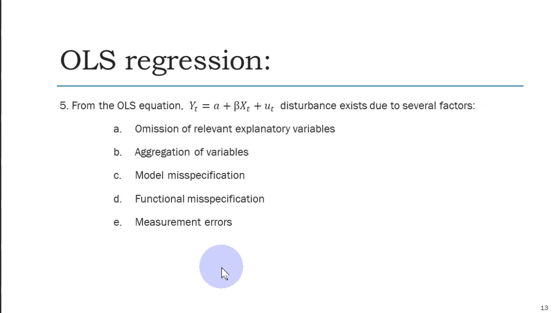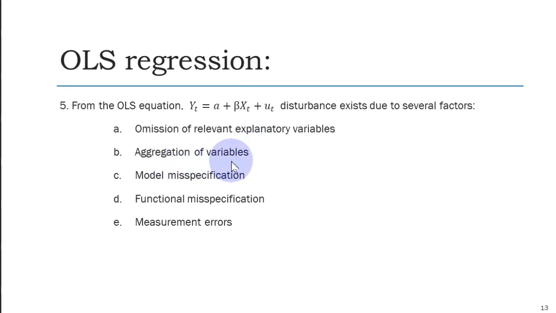For example, omission of explanatory variables. There might be other factors other than x that may be affecting y but left out from our equation. This may be because we do not know the factors, or we don't have the data to observe the factors, or we cannot measure them.